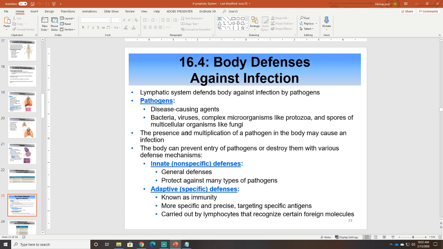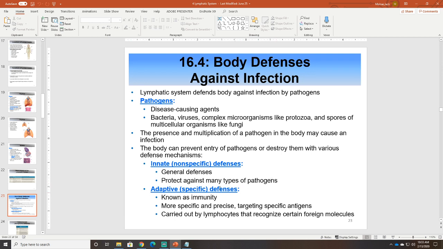All right, so the presence and multiplication of a pathogen in the body can cause infection. Basically, these pathogens divide and they rob the nutrients of tissues. Sometimes they directly attack and destroy cells in the body, and all of this elicits an immune response that results in fever, which is part of the innate or non-specific defenses. And then you'll also see neutrophils and other white blood cells infiltrating the tissue and attacking the pathogen, depending on what type it is.